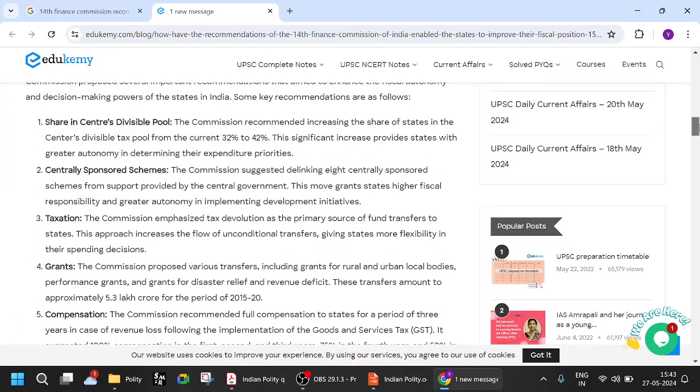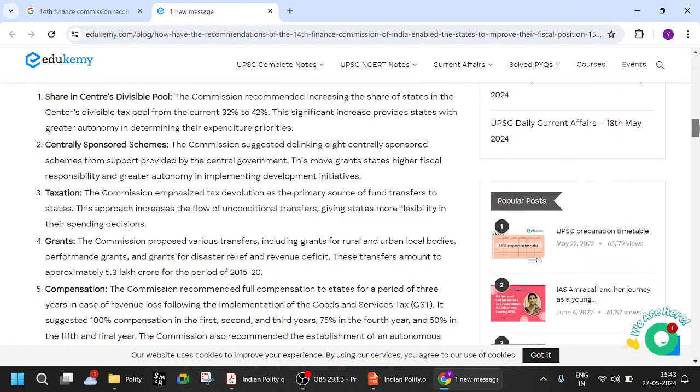If you look at the 14th Finance Commission, now we have the 15th Finance Commission and shortly the 16th will also come. So it's not very important, but briefly, it increased the share in the divisible pool from 32 to 42. And the 15th Finance Commission reduced 42 to 41 because it wanted to give that 1% to Jammu and Kashmir and Ladakh. When it comes to centrally sponsored schemes, it suggested delinking 8 centrally sponsored schemes from support provided by the central government. This move grants states higher fiscal responsibility and greater autonomy.